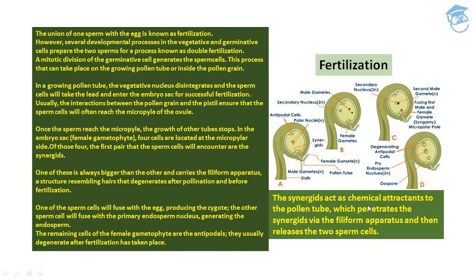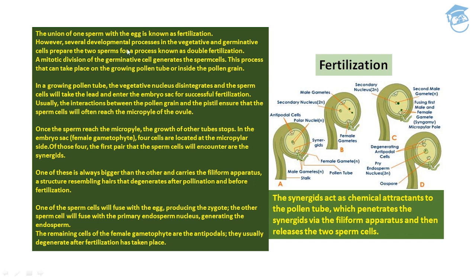Now we'll talk about the fertilization and reproduction. So the union of one sperm with egg is known as fertilization. I repeat, union of one sperm with egg is called as fertilization. However, several developmental processes in the vegetative and germinative cell, they prepare two sperms for a process which is known as double fertilization.